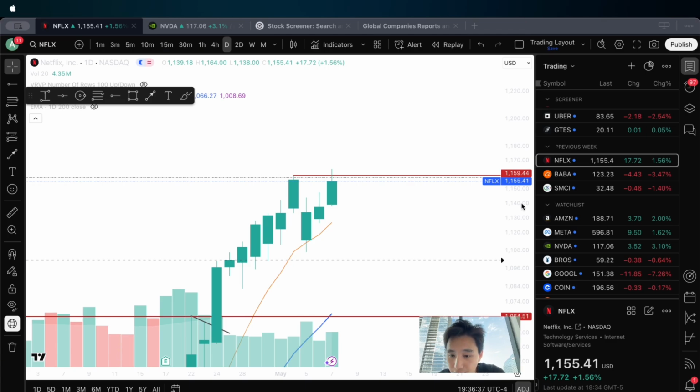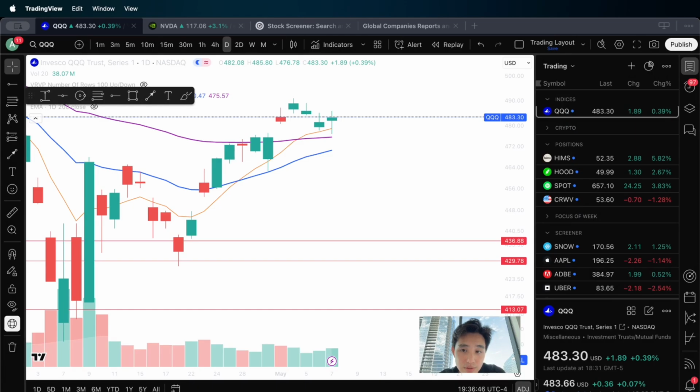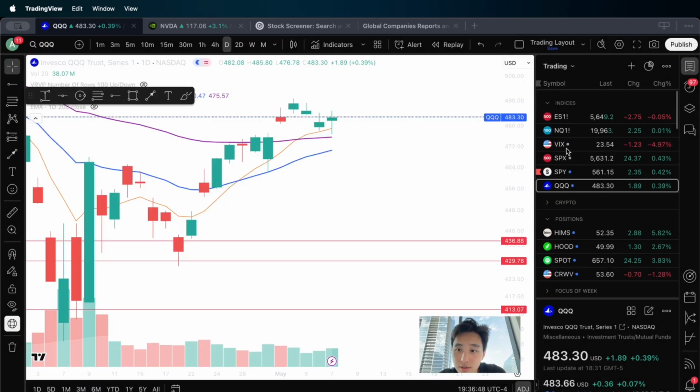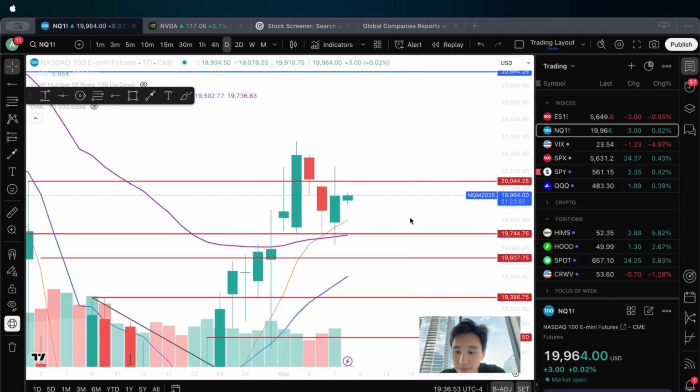Yes, I do look at QQQ, but NQ looks a little cleaner right now. So if you pull up your charts, this is the Qs, this is NQ. It's a little more clean.